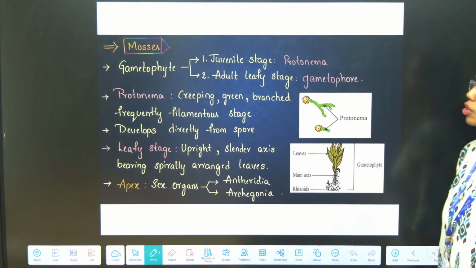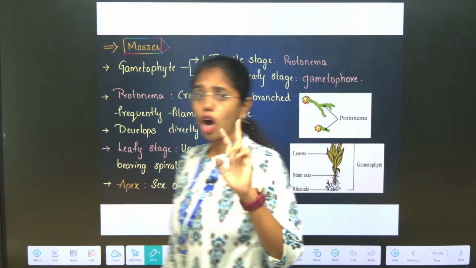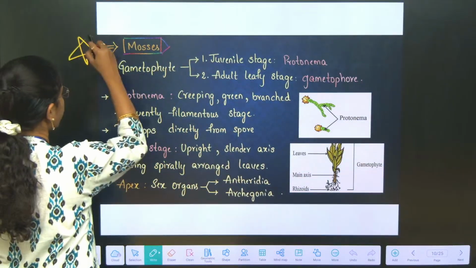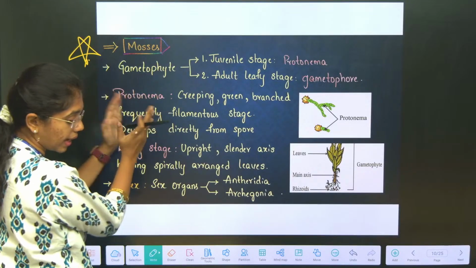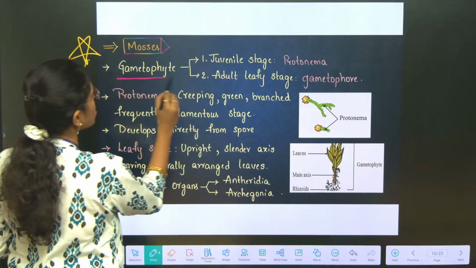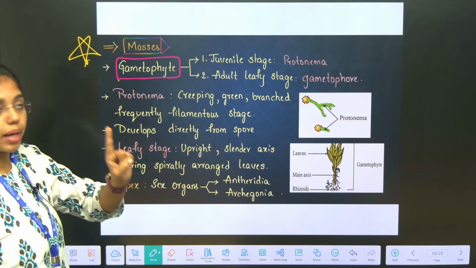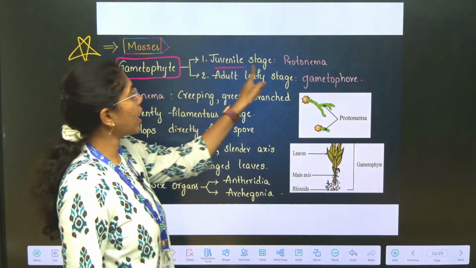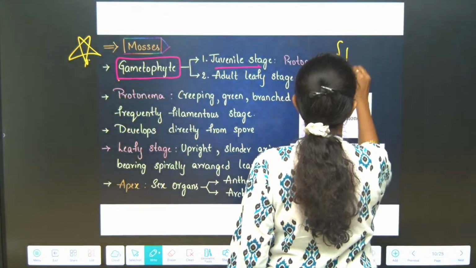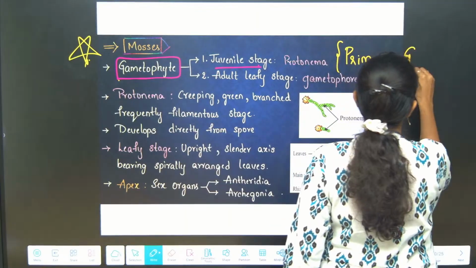Now, mosses, you see. Very important. Liverworts are done. Hornworts are done. Now, mosses. Many times questions are asked in your EAPCET especially from this segment of bryophytes. Remember carefully, here in mosses, the gametophyte has two stages. First is the primary gametophyte in the juvenile stage, okay. In the juvenile stage, the primary gametophyte which is formed is called protonema. This is the primary gametophyte.